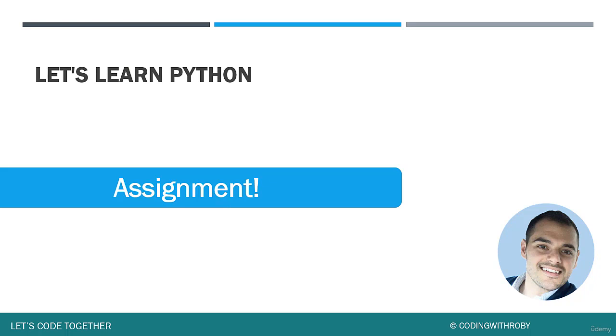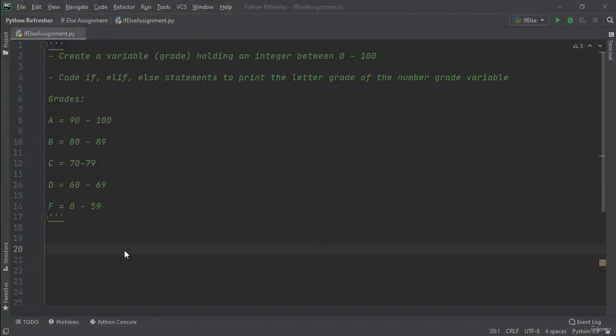And in this lecture, we're going to be going over the if-else assignment. So the assignment was to create a variable, which we will call grade, holding an integer between 0 and 100. We then need to code if, elif, and else statements to print the letter grade of the number grade variable. So if the variable of grade is like a 70, it should return C.